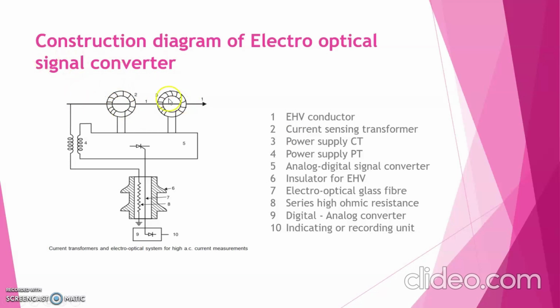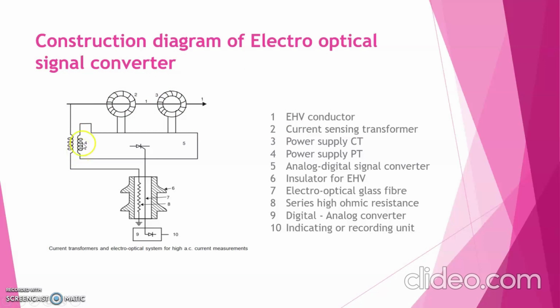This is the power supply current transformer, and the second one is the current sensing transformer. The power supply current transformer is used in the power circuit to step down the voltage to a very low value. The EHV conductors act as the primary side of a current transformer. This is the potential transformer, which is marked as number 4. The potential transformer primary is connected between the EHV conductor and the ground through a high resistance wire.